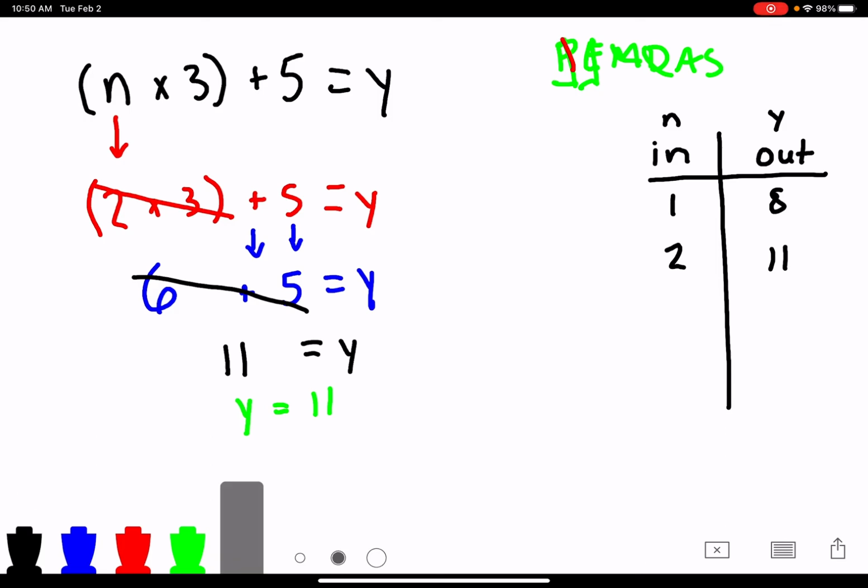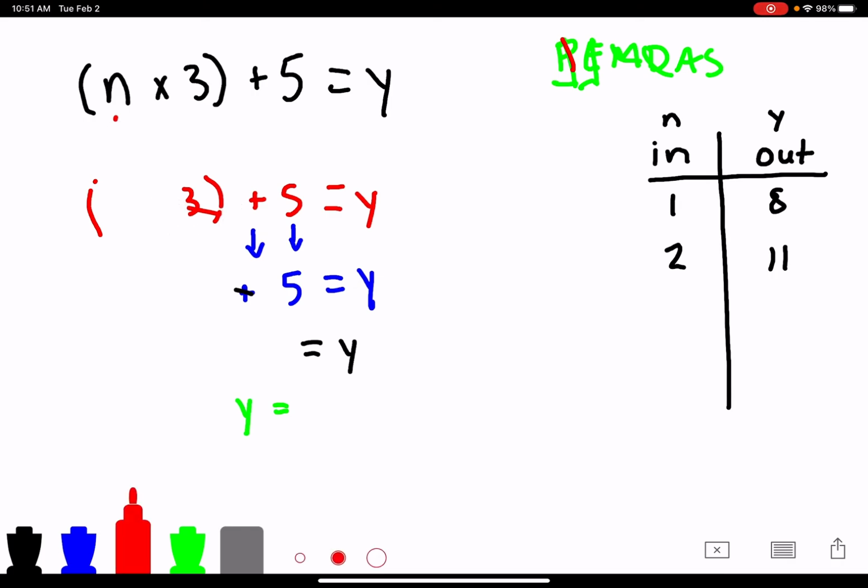Okay, and you could keep going, trying different numbers as well. I'm going to show you a couple more, and then we'll be good to go. So if n equals, and I'm just going to reuse some of this stuff. I don't have to rewrite all of it. Let's try if n equals 3. If n equals 3, then I would be doing 3 times 3, which is 9, and then adding the 5. 9 plus 5 is 14. So 14 equals y. Y equals 14. So I would write in my input-output table, if n equals 3, y equals 14.